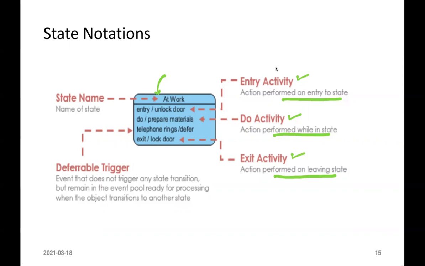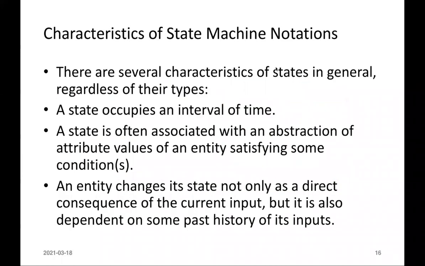However, an event that doesn't trigger any state transition will remain in the event pool. This could be used later for preprocessing, especially if you are interested in seeing the transitions of an object from one state to another. So, characteristics of the state machine notations.